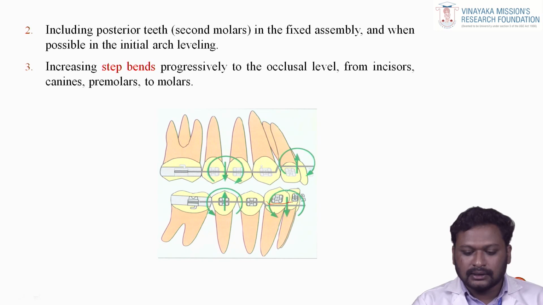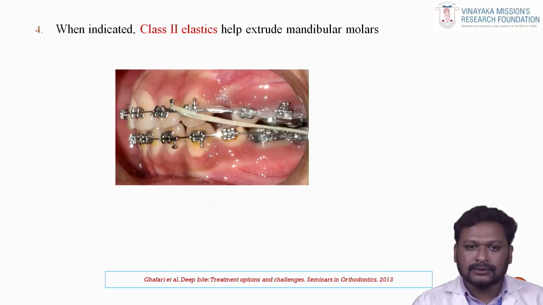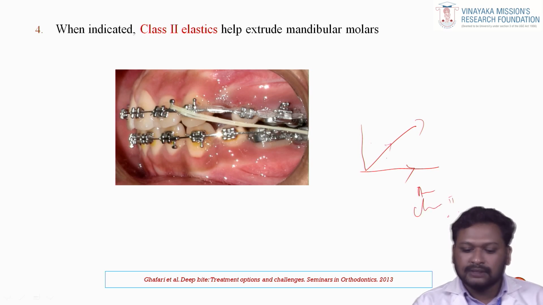We can see that step bends in the anterior segment in the upper. This will cause the intrusion of upper anteriors, and a counter moment will be there. There will be extrusion of posteriors also. And you can use class 2 elastics also. The class 2 elastics will give two vectors of force, one horizontal and one vertical, and combinations of both. The horizontal vector of force will help in anteroposterior correction like class 2 correction, and the vertical vector of force will cause the eruption of posteriors.